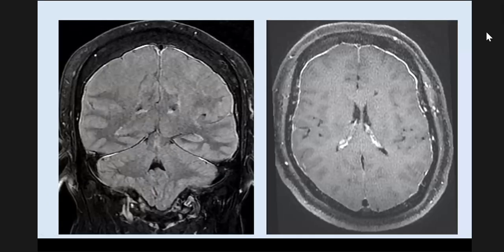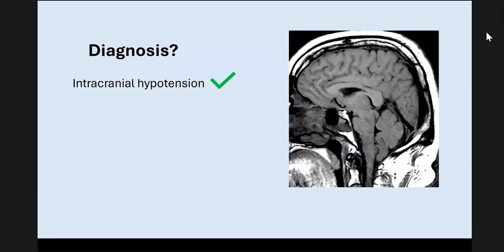So the patient had other sequences as well, and on the FLAIR you can see diffuse thickening and T2 hyperintensity of the dura. Post contrast, there is smooth enhancement of the dura along the convexities. So typical features of intracranial hypotension. Many of you have already made the diagnosis. So, what would be the next investigation?